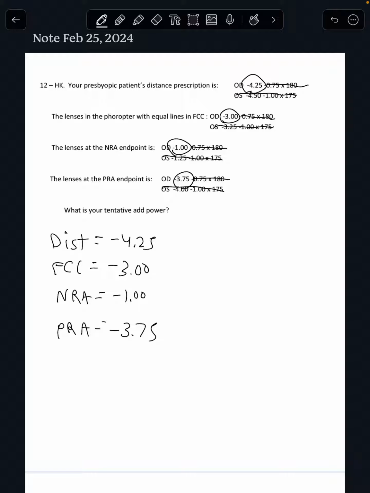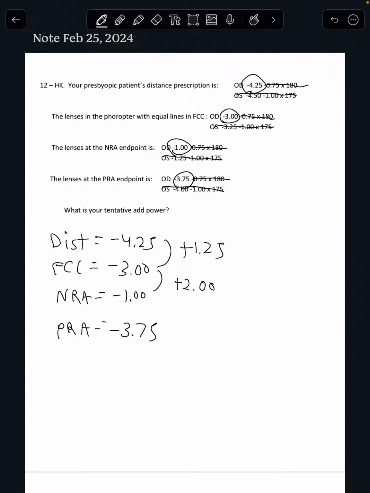But these aren't the actual values for the FCC and the NRA and PRA. These are just what's in the phoropter when the patient is done with the test. So to get the value for the FCC, you take the difference between the distance Rx and the FCC. So the difference between these two numbers is plus 1.25. Okay, and then to get the NRA, you go from the FCC to the NRA. So minus 3 to minus 1 is plus 2.